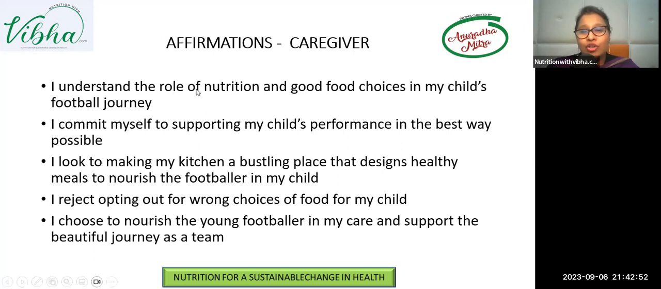I understand the role of nutrition and good food choices in my child's football journey. I commit myself to supporting my child's performance in the best way possible. I look to making my kitchen a bustling place that designs healthy meals to nourish the footballer in my child. I reject opting for wrong choices of food for my child. I choose to nourish the young footballer in my care and support the beautiful journey as a team.